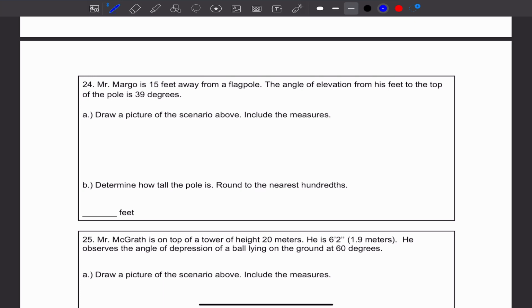Alrighty, the last page of the review. Number 24 says Mr. Margot is 15 feet away from a flagpole. The angle of elevation from his feet to the top of the pole is 39 degrees. And there are two parts to this problem here. You have to draw a picture of the scenario above, and you have to include the measures as well.